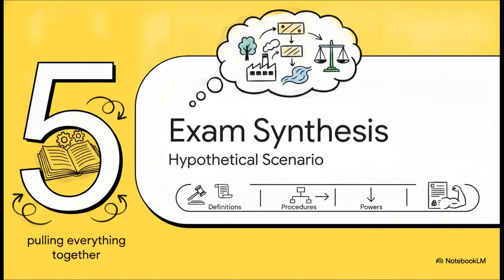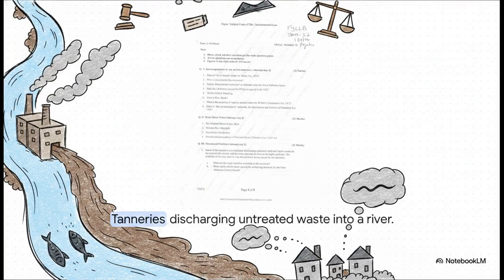Okay, Section 5, Exam Synthesis. Let's pull all of this together and tackle a hypothetical scenario. Consider this 12-mark situational problem pulled straight from a past paper. Picture this. You have tanneries operating right on a riverbank, and they are discharging highly toxic, untreated solid and liquid wastes directly onto the land, which is severely polluting the river. Naturally, the local residents are furious and want this stopped immediately.